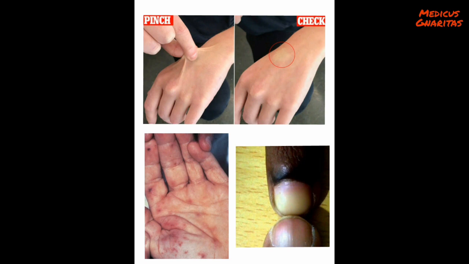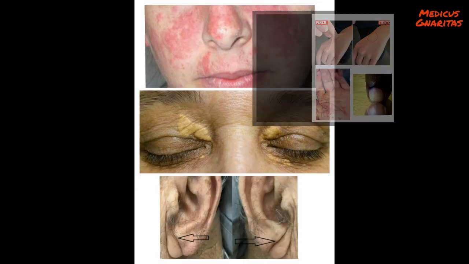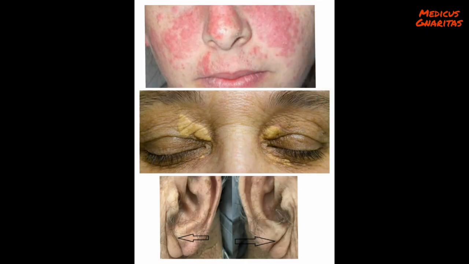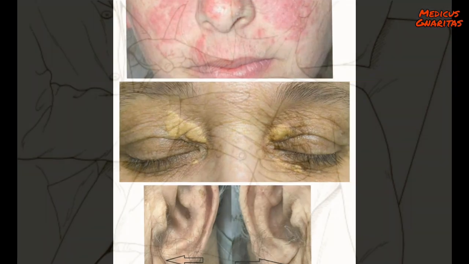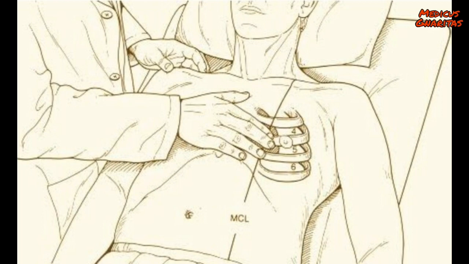At the nails, splinter hemorrhages and Quincke pulsations should be looked for, as well as any deformity of the nails such as clubbing or peripheral cyanosis. Head inspection. Cheeks for malar flush of mitral stenosis, eyes for corneal arcus and surrounding tissue for xanthelasma, earlobes for Frank's sign.